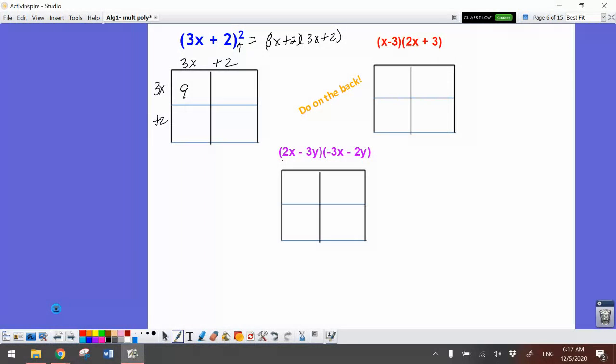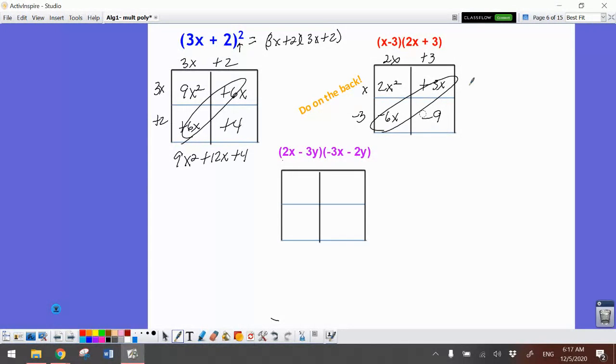All right, 3 times 3 is 9x squared. I have a 6x. Notice those are exactly the same, and a positive 4. So my solution on this one would have been 9x squared plus 12x plus 4. Next, x minus 3, 2x plus 3: 2x squared, positive 3x, negative 6x, minus 9. Again, combine on the diagonal: 2x squared minus 3x minus 9.